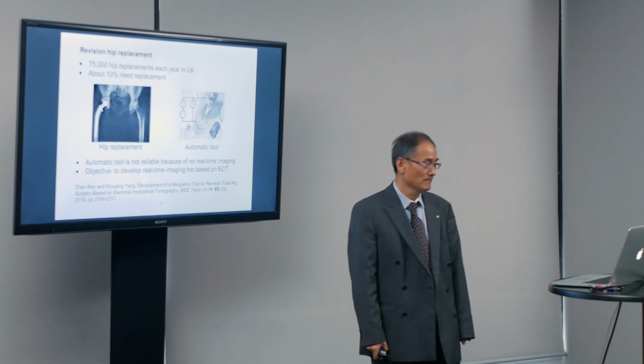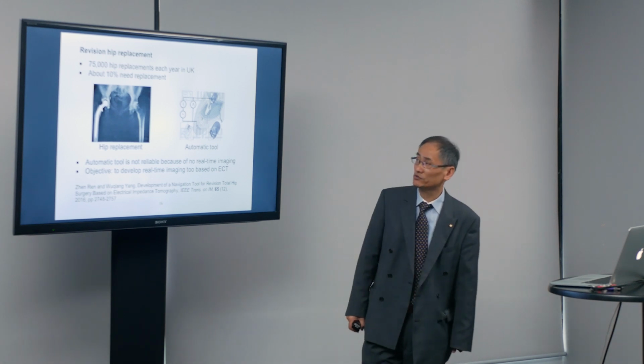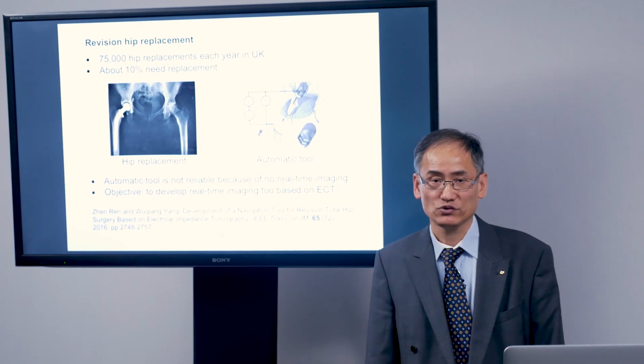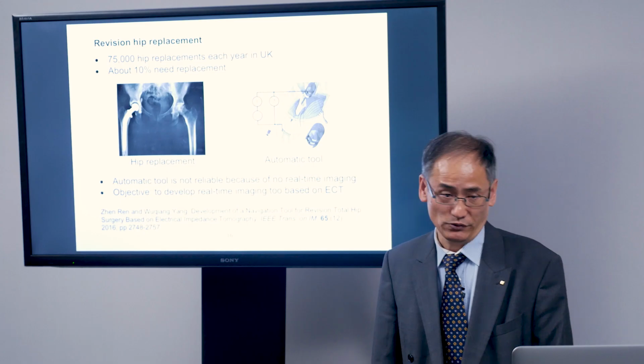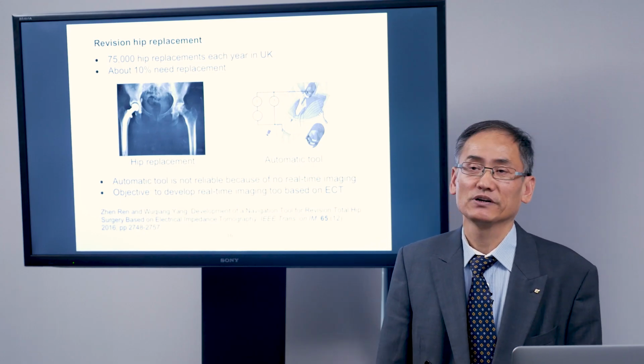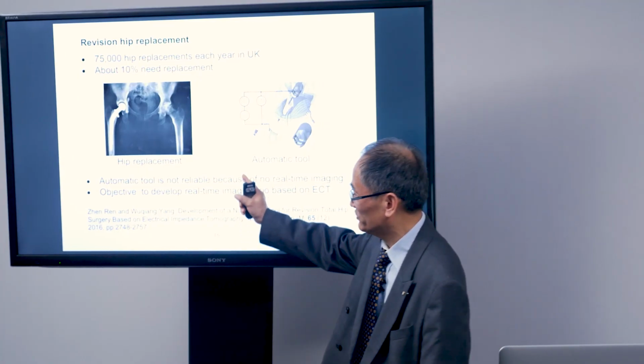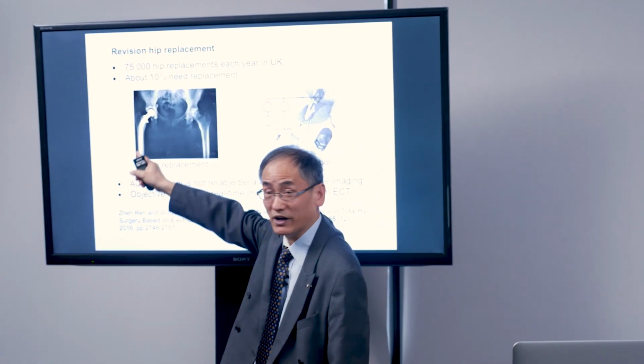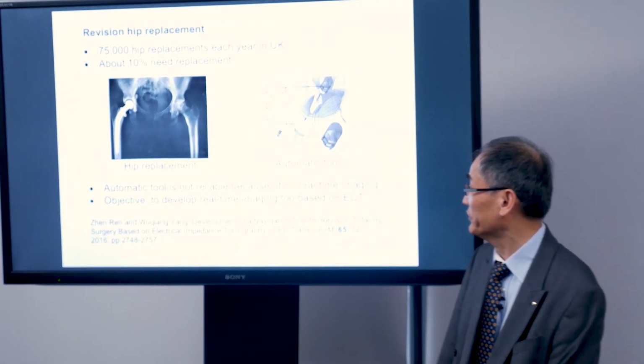In medical application, this example is about revision hip replacement. Hip replacement is a big task in the UK, maybe because of lack of sunshine. Every year, about 75,000 people need this operation. In 10 years' time, about 10% of people need a redo. This is quite a painful operation. So this picture here shows you hip replacement. You need to replace this part by a ceramic or some other materials.